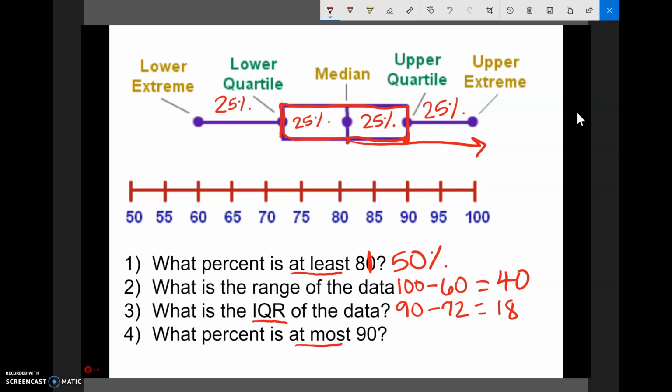And it says what percent is at most 90? So if I look at 90 at most, if you're in a kiddie park riding rides, at most 60 pounds, so that means you have to be 60 or less. So at most 90, that means from this point or less. That covers all 3 sections, so that would be 75%. So the questions you're going to have today are questions like this. Like I said, it's going to be in GoFormative.